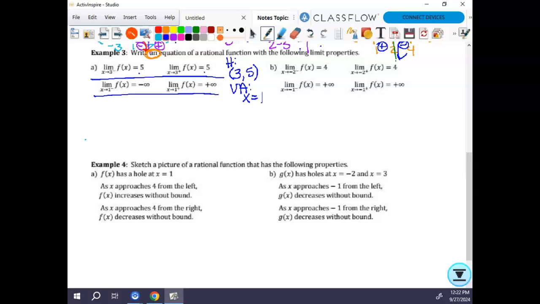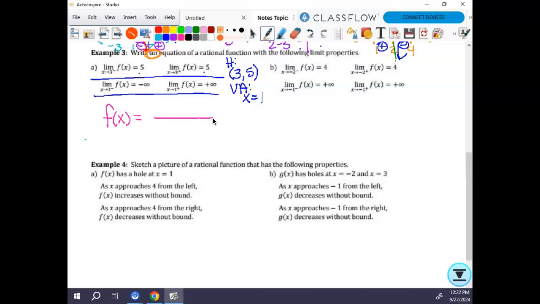Now we're going to take that information and write an equation. And again, there's really an infinite amount of answers, but there's no reason to go crazy and get super creative. Like, let's just do some basic stuff here. So I know that this is named f of x, and I know it's a rational function, so I have a fraction. Okay?